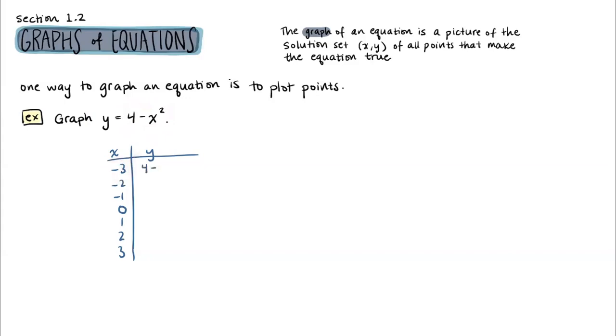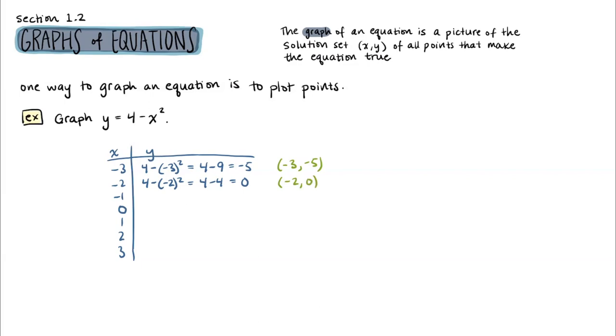Okay, so 4 minus parentheses negative 3 squared. Negative 3 squared is 9, so this will be 4 minus 9, and that gives us negative 5. So this is telling us that we have a coordinate of x, which is negative 3, and y, which is negative 5, that lies on the graph of our equation. Okay, we'll keep on going. We'll plug in negative 2. 2 squared is 4, so that's 4 minus 4, and so that's 0. And so the second coordinate pair on our graph is negative 2 comma 0.